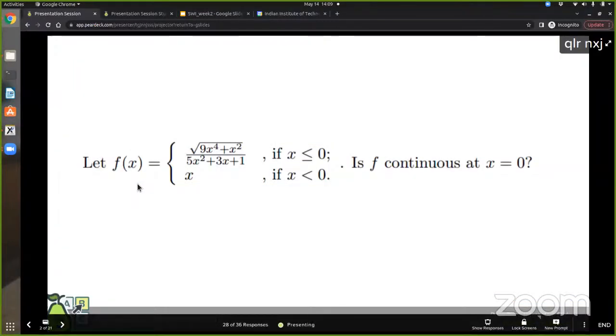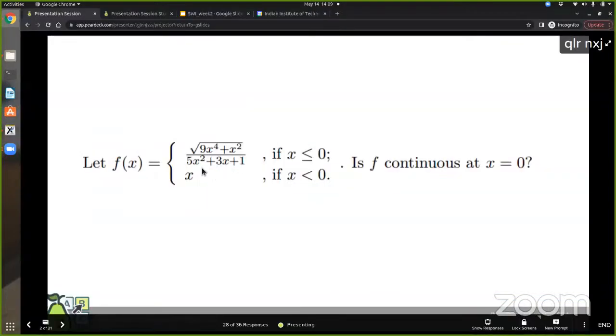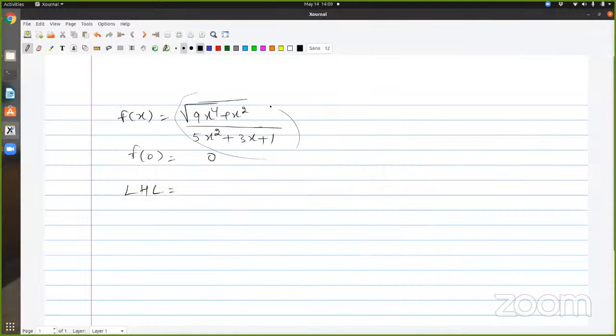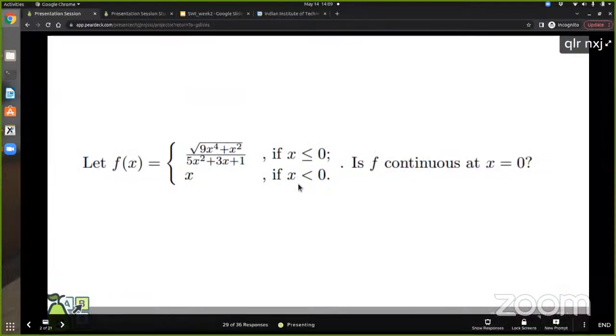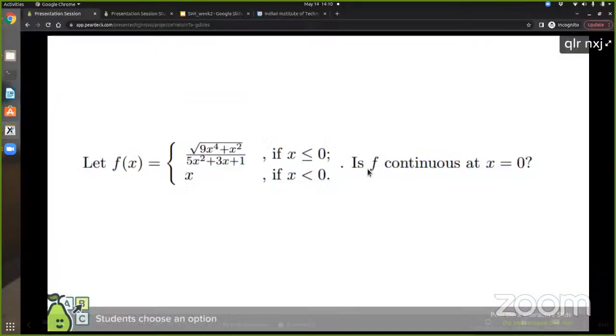And if we have to compute the left hand limit, again we have to use the same term, and again we'll put 0 and we will get 0. For the right hand limit, this is greater than 0, so we will use this bottom thing, which is x. So when you put x equal to 0 here, this becomes 0. So all the 3 things are the same. So we can say that this function is continuous.